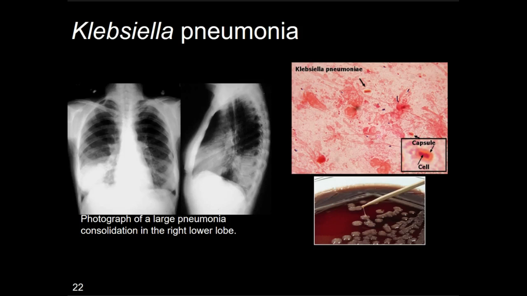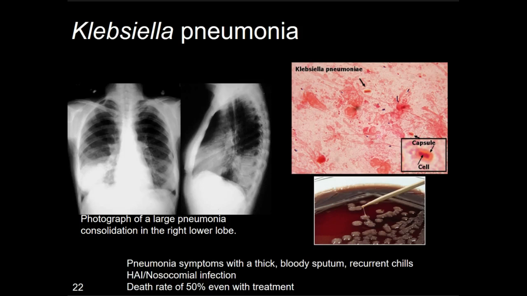Prevention involves good aseptic technique by healthcare workers, and that's a really good indication that this infection is preventable, as it is actually spread by healthcare workers. And indeed, you see here, pneumonia symptoms include a thick bloody sputum and recurrent chills, and this is a hospital-acquired infection, or a nosocomial infection. The death rate for Klebsiella infections is really high, up to 50% even with treatment.